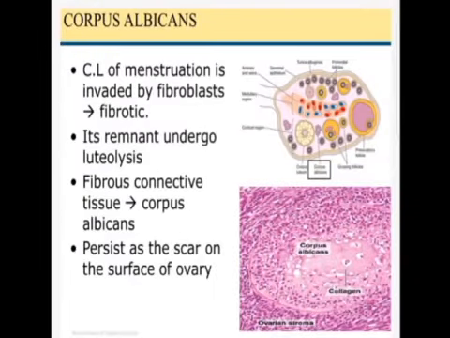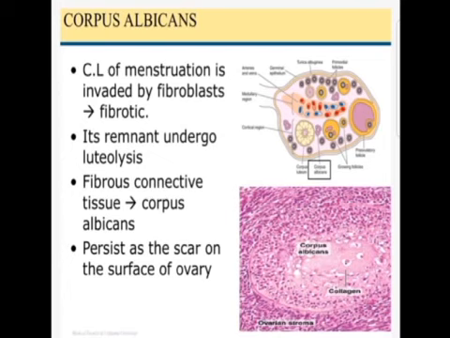If after ovulation, that is at the 14th day of the menstrual cycle, the ovum is not fertilized, the corpus luteum attains its greatest development about 9 days after ovulation, and then it begins to degenerate. And if fertilization takes place, the corpus luteum increases in size and persists for about 6 months and then gradually declines over the remaining period of pregnancy.